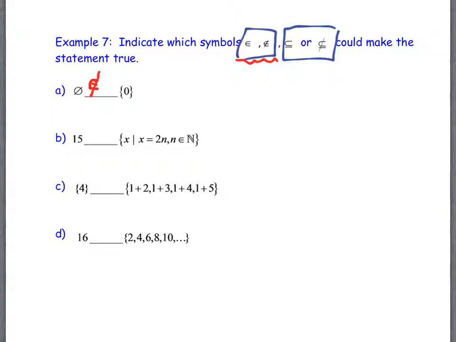Now, the second one's a little bit easier in the sense that if you look at the 15, it's not a set. It's an element, right? It's just the number 15. Okay? And if you look at the thing on the right-hand side, that set notation, what is that set notation describing? Can you tell? What does it mean to talk about all x such that x is equal to 2n? Not times the number of elements, but times the numbers themselves.